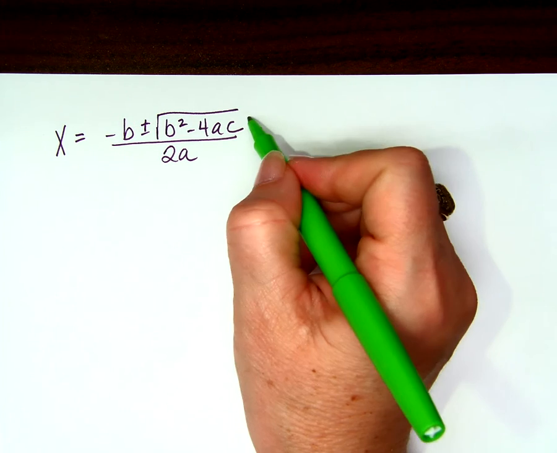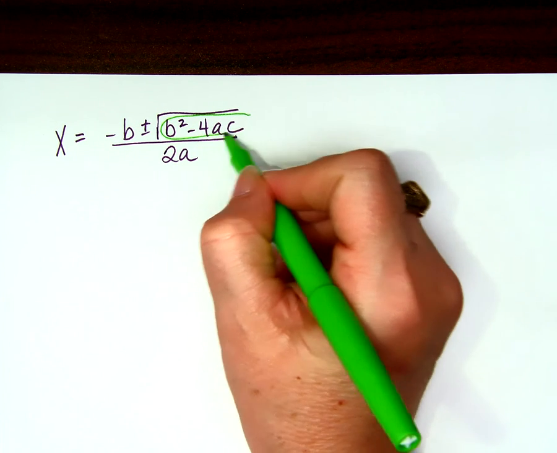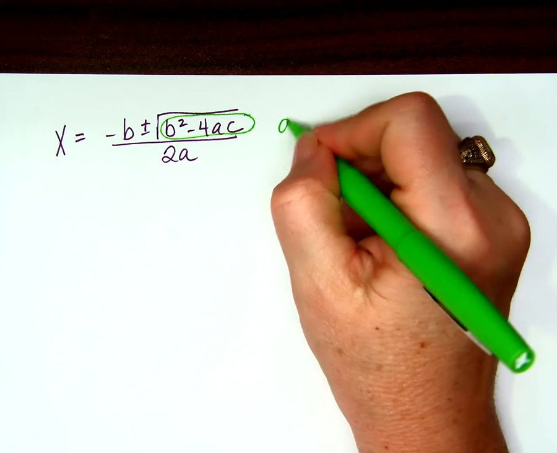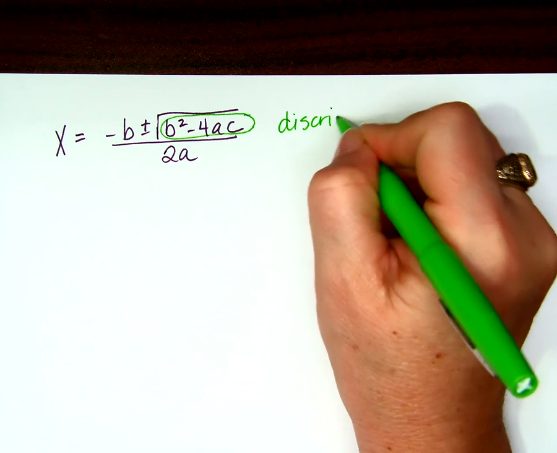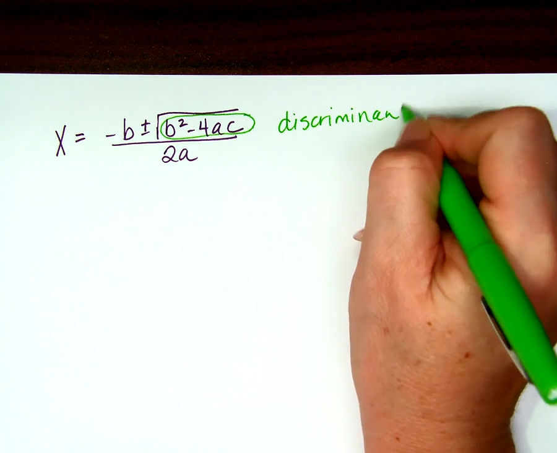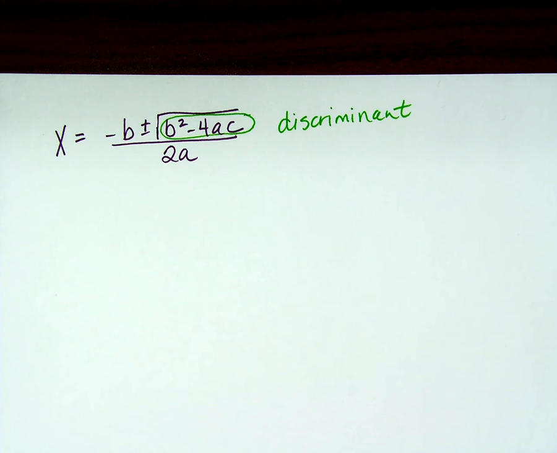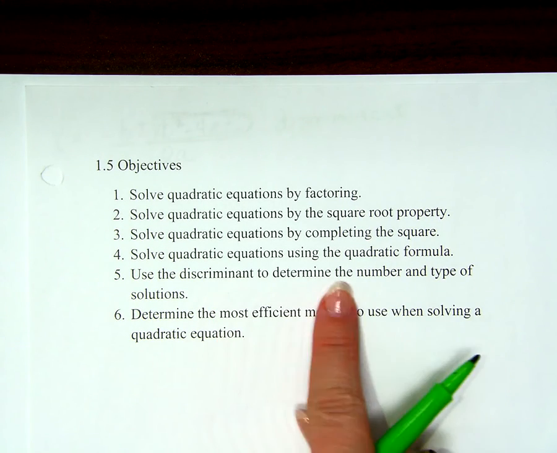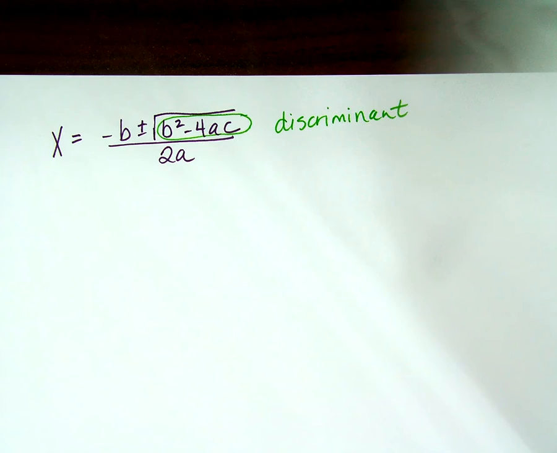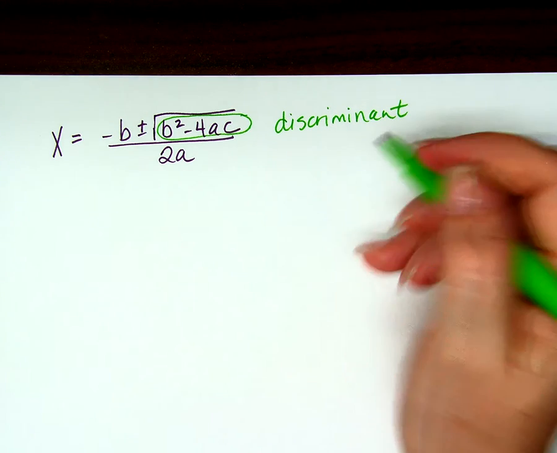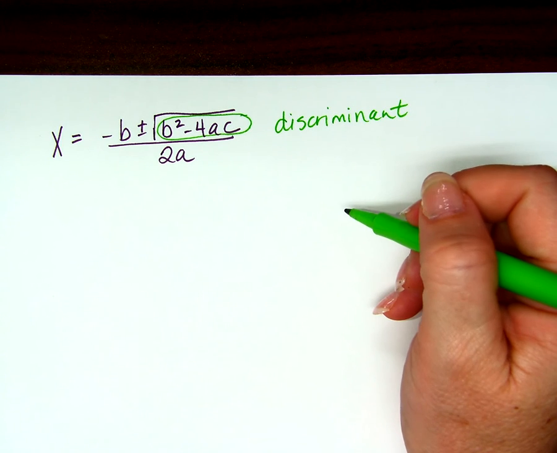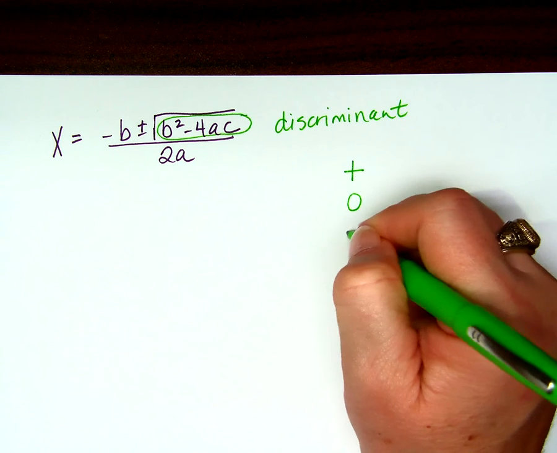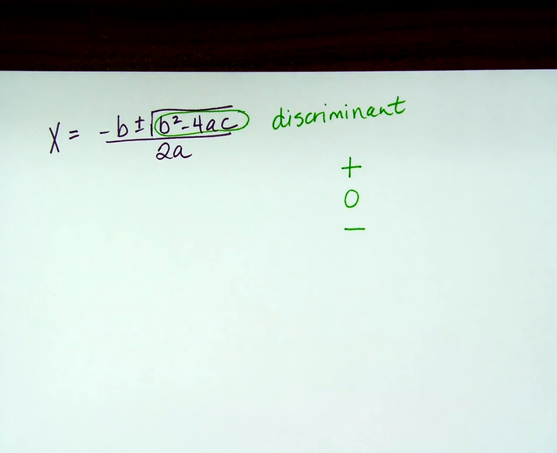Okay. Here's what I do want you to remember. Do you remember what that is called? That's the discriminant. What the discriminant will tell you, that's one of our objectives for the day, using the discriminant to determine the number and type of solutions. Okay, the discriminant has 3 possible things that it can be. It can be positive, it can be 0, and it can be negative. Those are the only 3 possibilities, right?